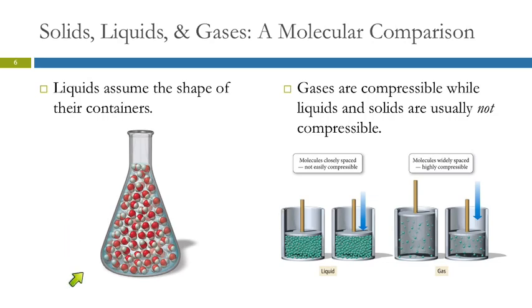Liquids assume the shapes of their containers. We're familiar with that. Gases are compressible. Liquids and solids generally are not compressible. So here we have a liquid in a piston, and you can put pressure on that, and there's no room to squeeze these any closer together. They are already touchingly close. At most, you could compress it a very small amount.